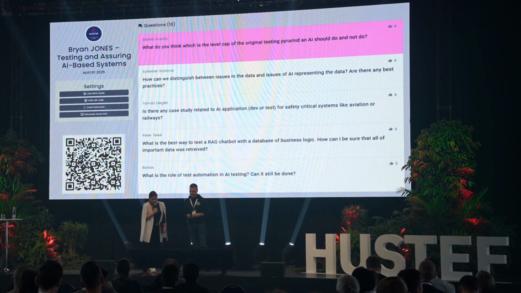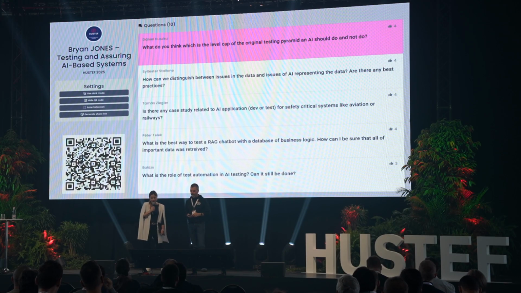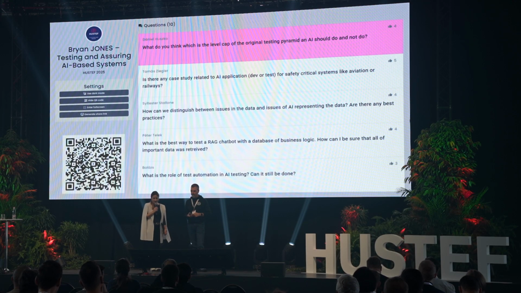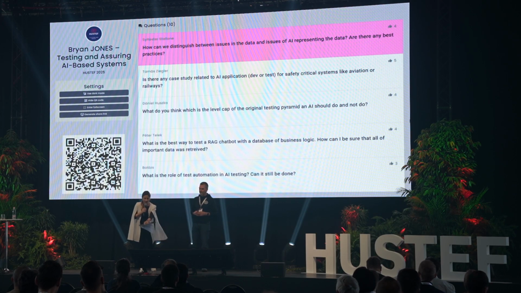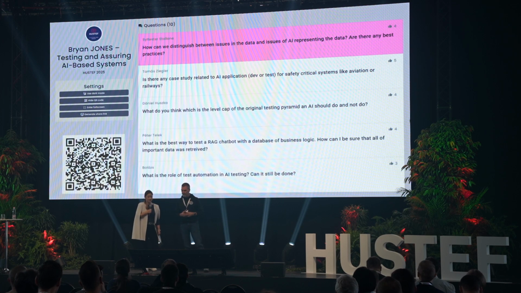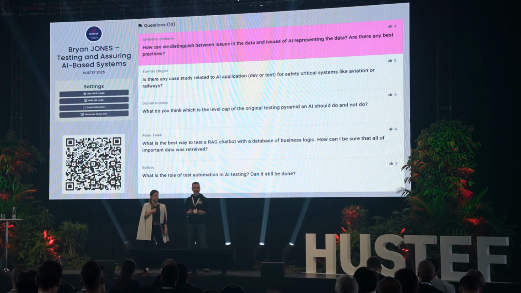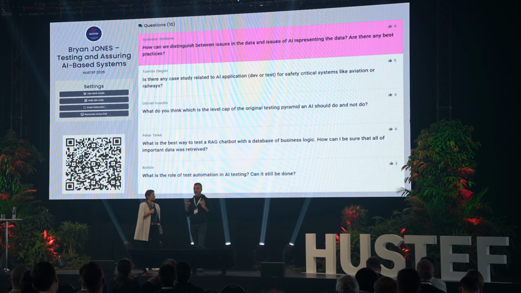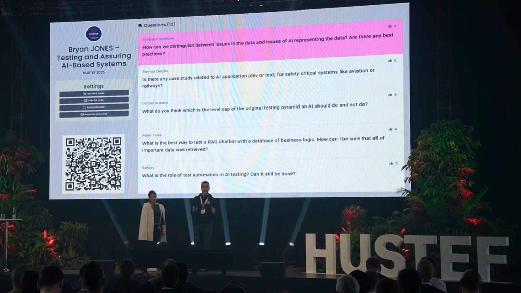Excellent. Okay, how can we distinguish between issues in the data and issues of AI representing the data? Again, this comes down to getting friendly with your data scientists. You need to understand the data. The data is everything when it comes to AI systems. It's the most crucial part of all of it. So you've got to get to grips with that data science and get friendly with your data scientists.